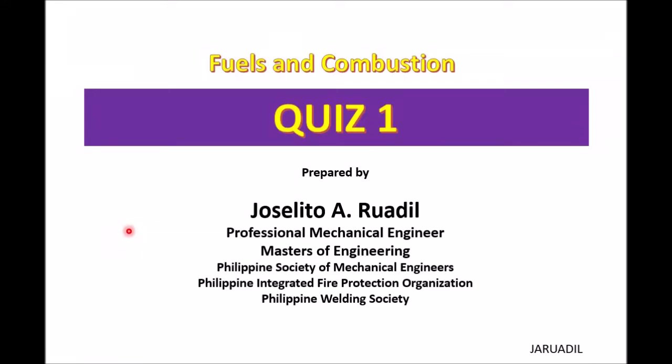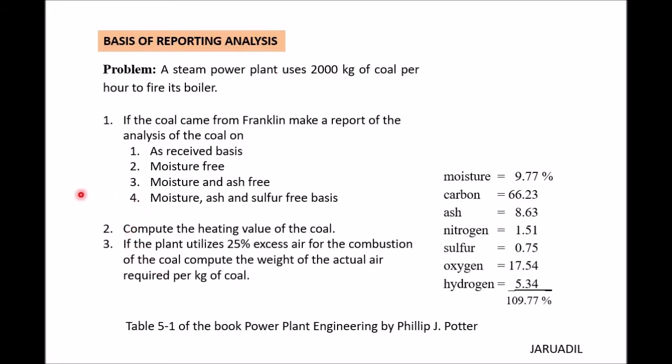So let us discuss the solution in our quiz number 1. The problem states that a steam power plant uses 2,000 kg of coal per hour to fire its boiler. Number 1, if the coal came from Franklin, make a report of the analysis of the coal on 1, as received basis, 2, moisture free, 3, moisture and ash free, and 4, moisture, ash and sulfur free basis. Number 2, compute the heating value of the coal.